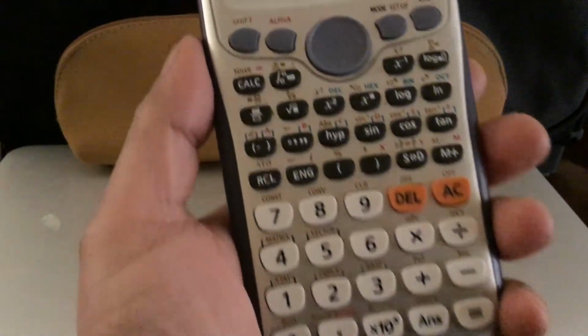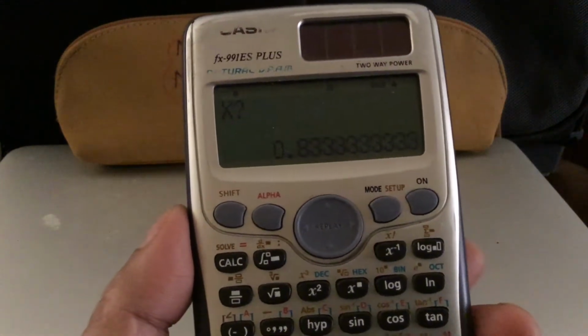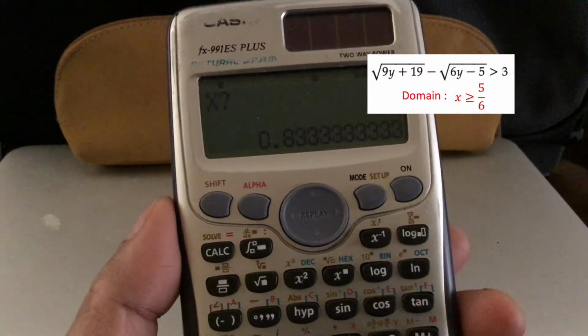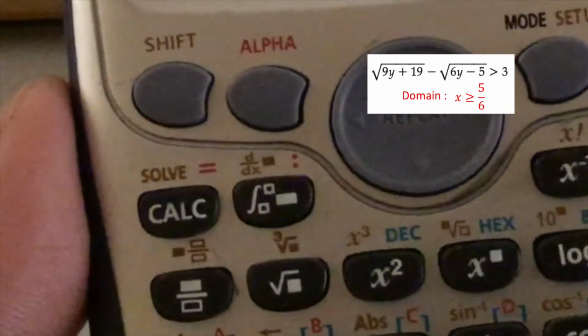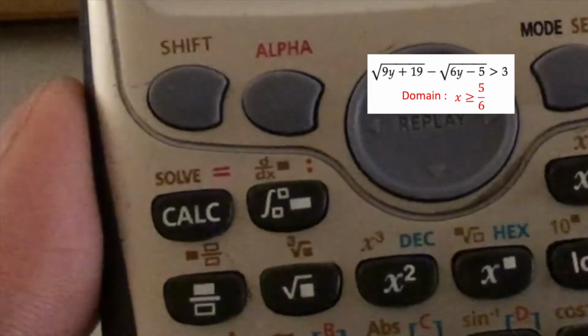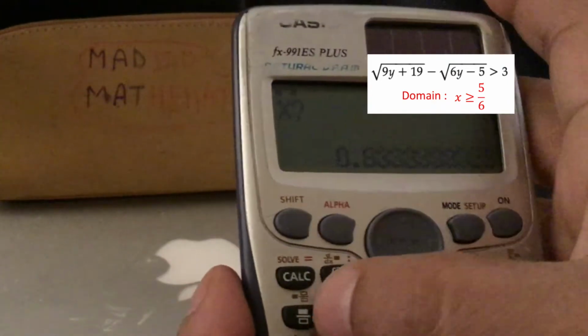Now, we use the solve key. And we know that our solution should be more than the value 5 over 6. So my variable should be more than 5 over 6. So what do I do? I press shift and then solve. This key is for solve. So I press this key. The calculator asks for the value of x.